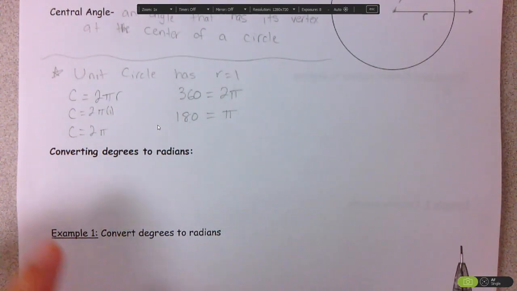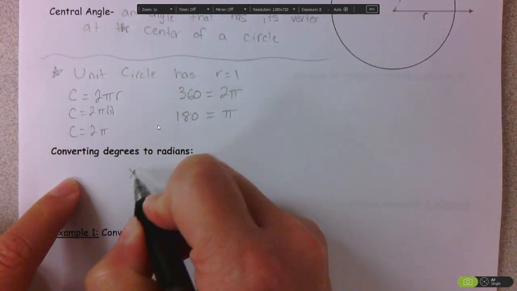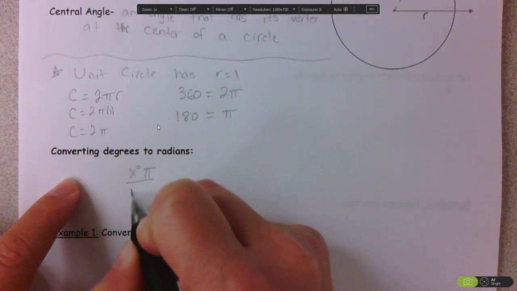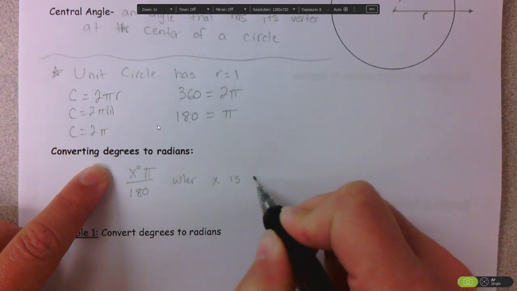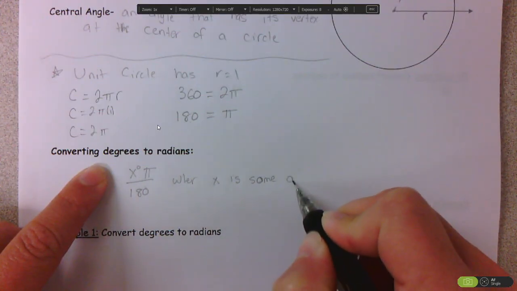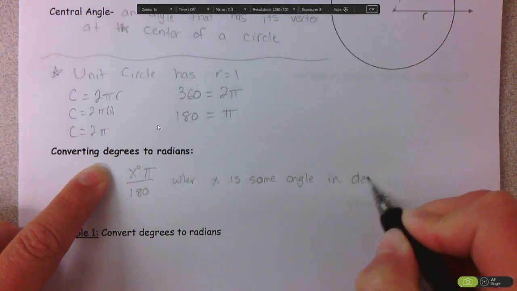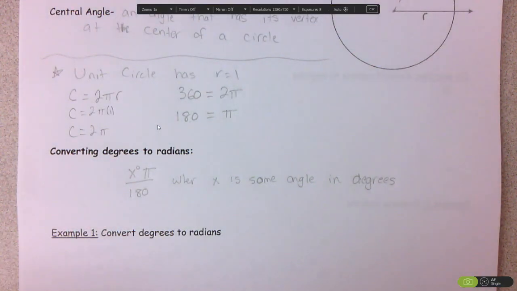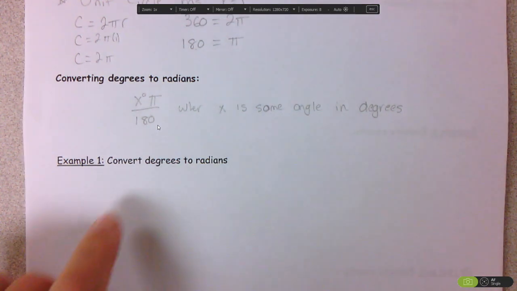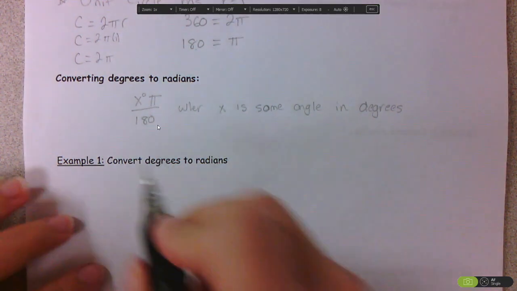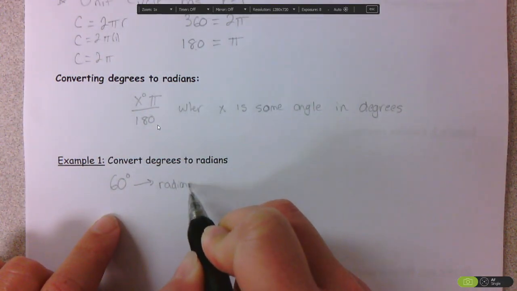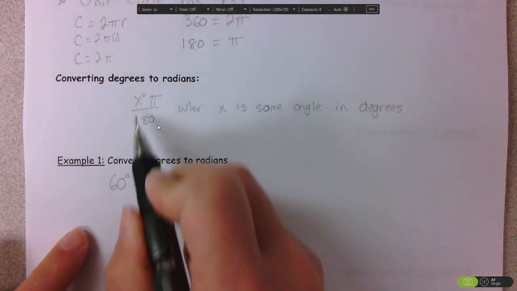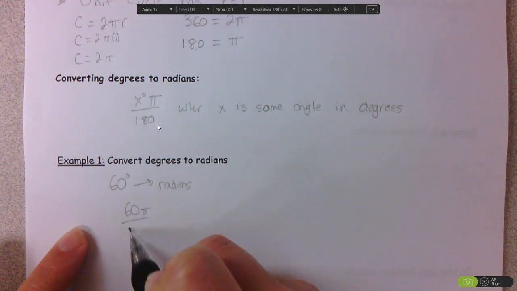So let's convert. We have x degrees, and then we'll multiply by pi over 180 if we're going from degrees to radians, where x is some angle in degrees. So we have 60 degrees, and I'd like to convert that to radians. This is relatively easy. I'm going to just replace it. So 60 pi over 180 is how we convert it.